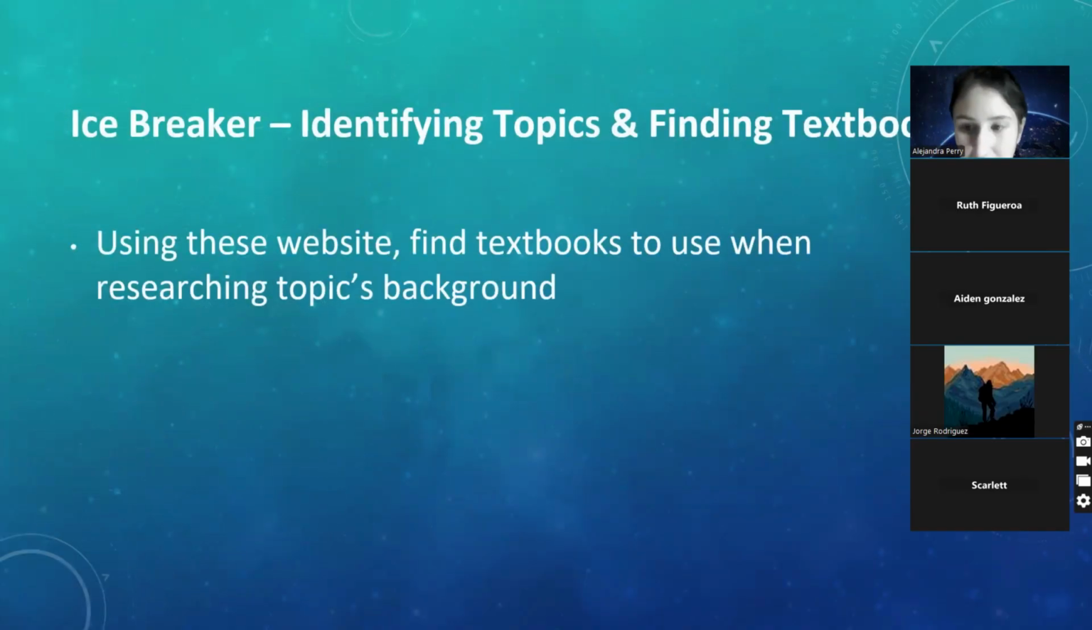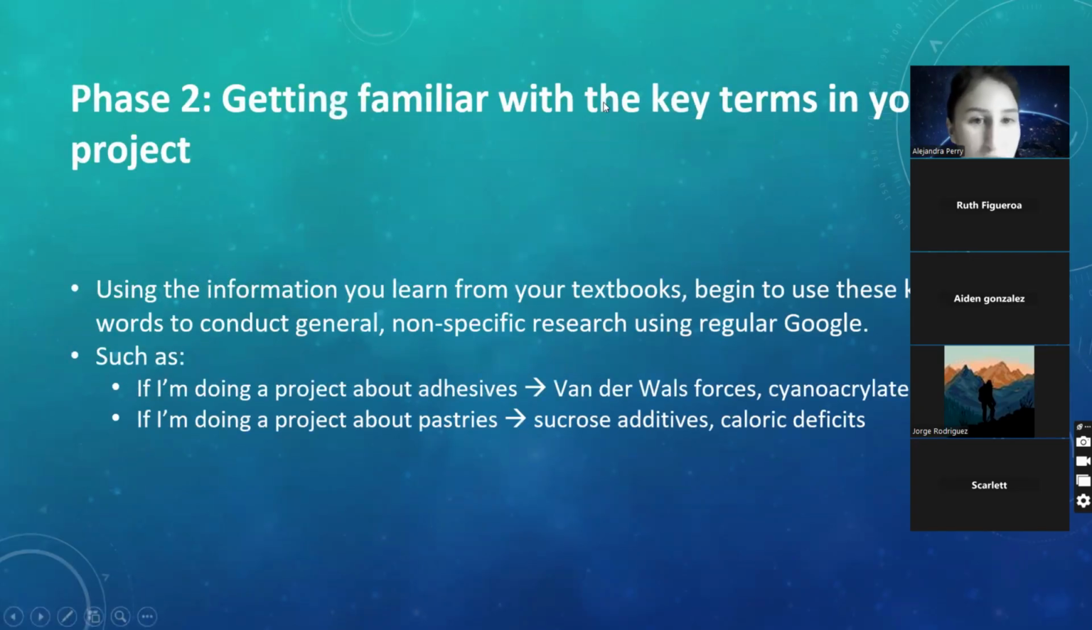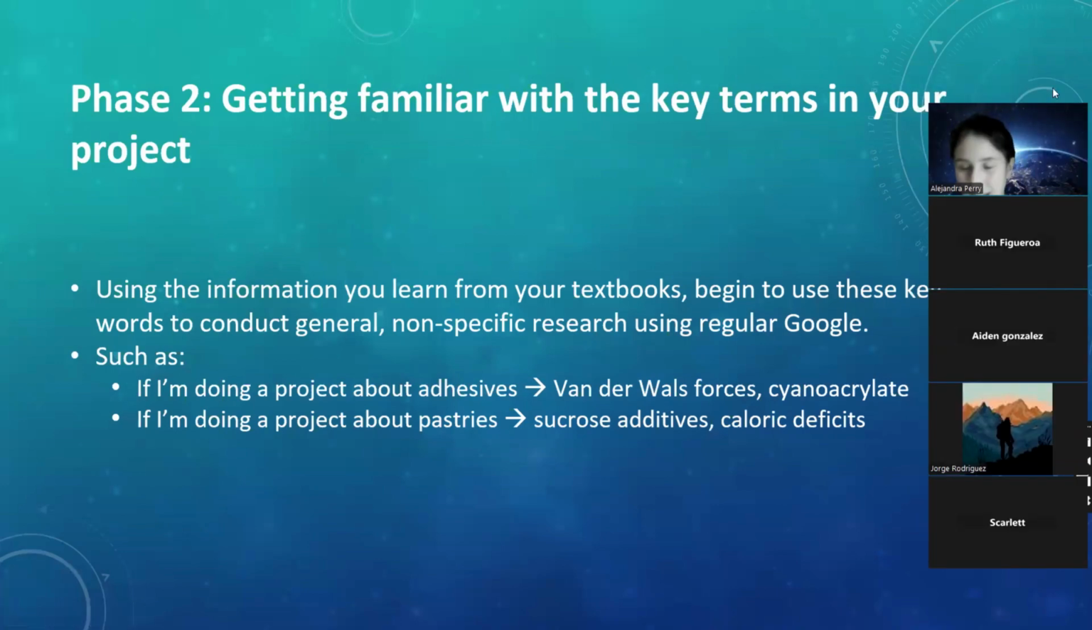Okay, so we already did a little bit of an icebreaker. So phase 2, getting familiar with the key terms in your project. So this is kind of like in between. Let's say I'm a beginning student. I've read some chapters about cellular respiration, and I'm ready to move on to the next phase to start getting more specific into my question.